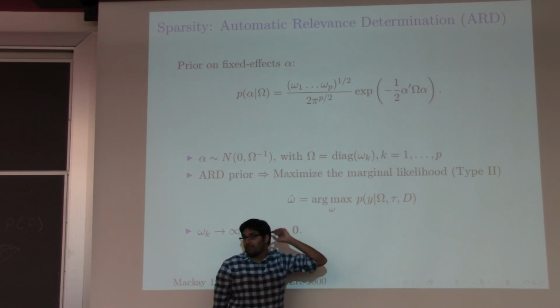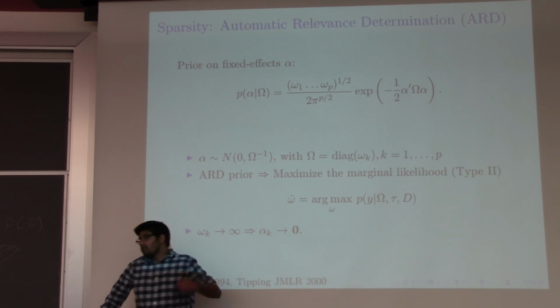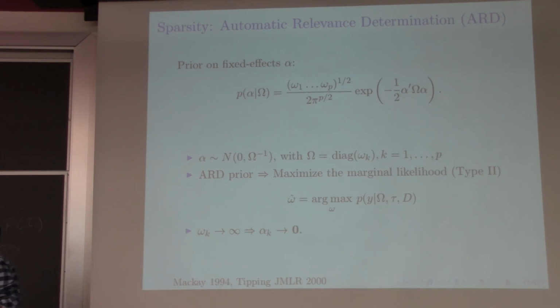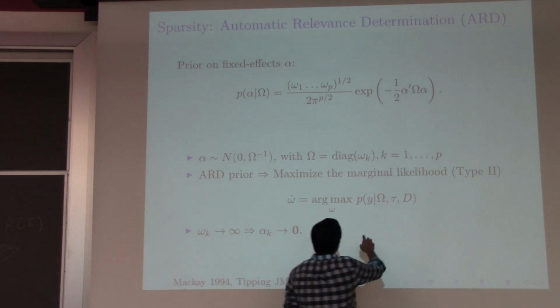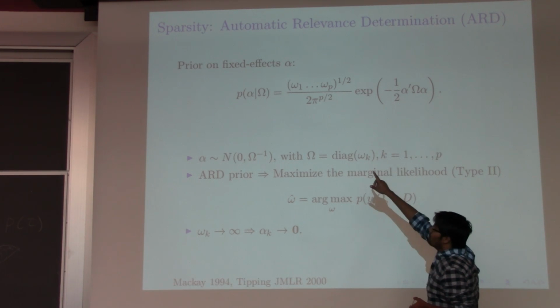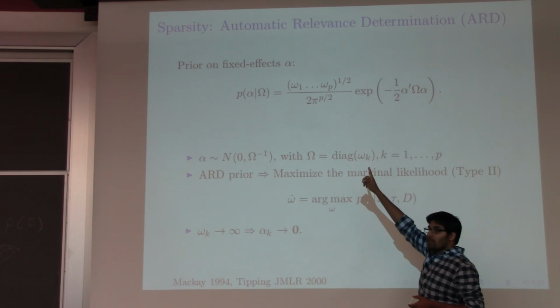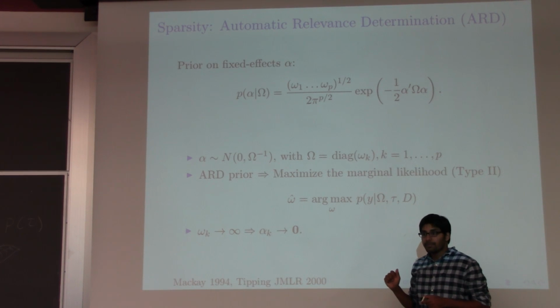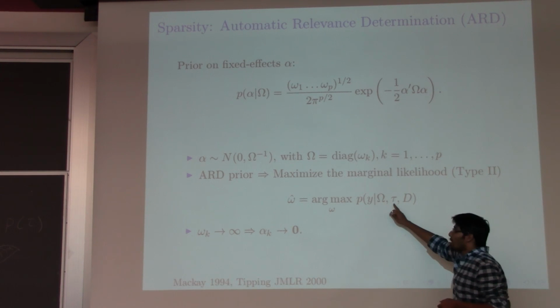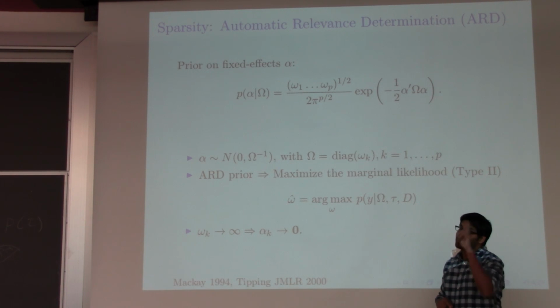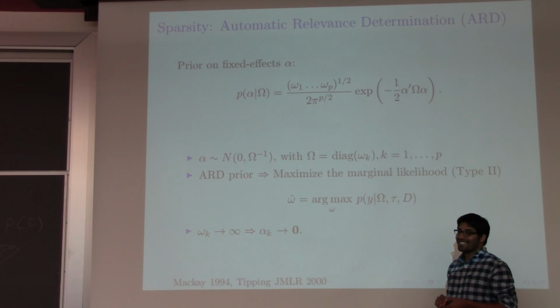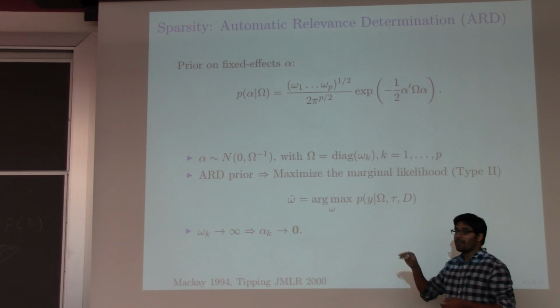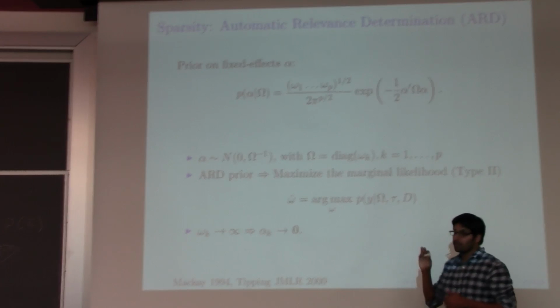Does that make sense? Is that clear? Because initially I had beta given tau, now I have alpha given omega. That's the only difference. What's the tau in that one? In this, tau represents the sigma square, 1 over sigma square. I've written everything in terms of precision.